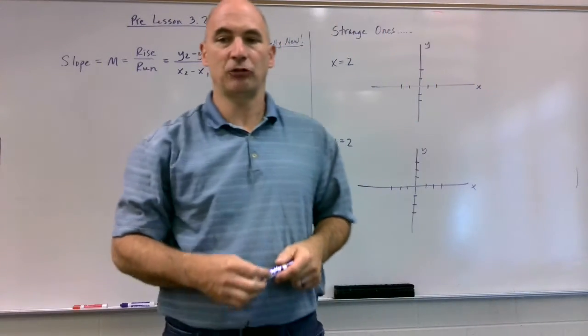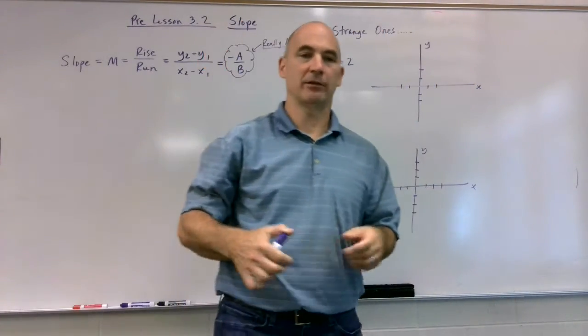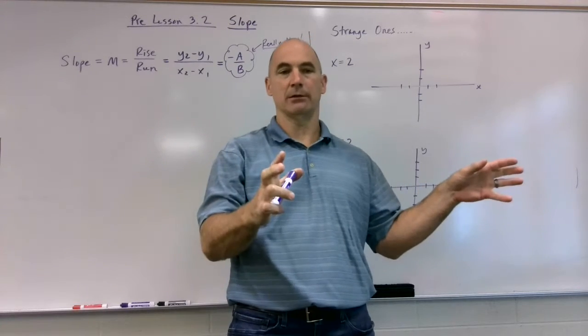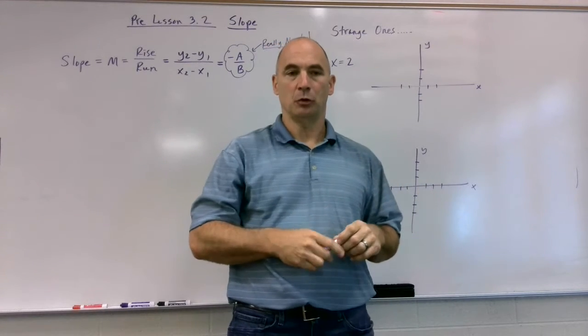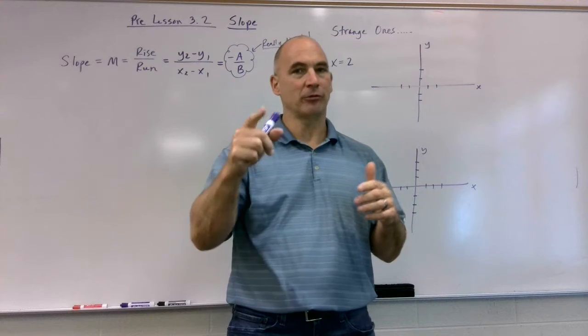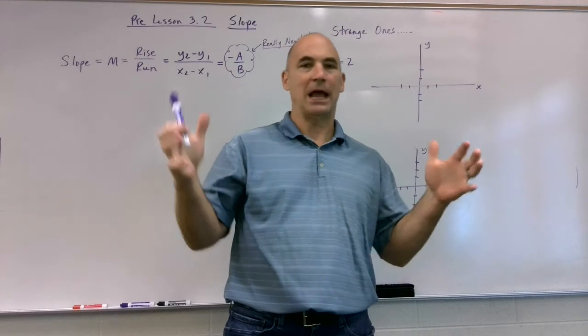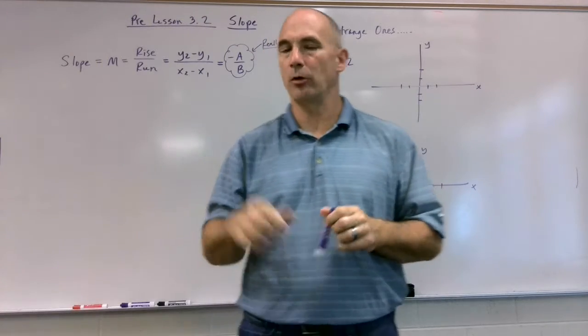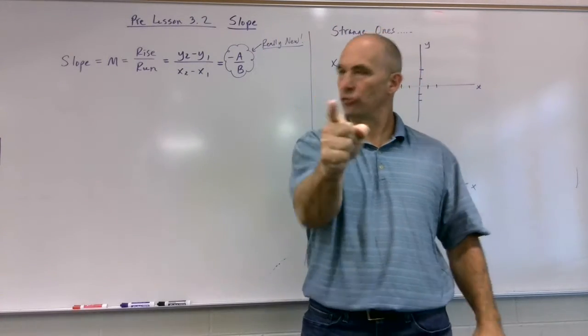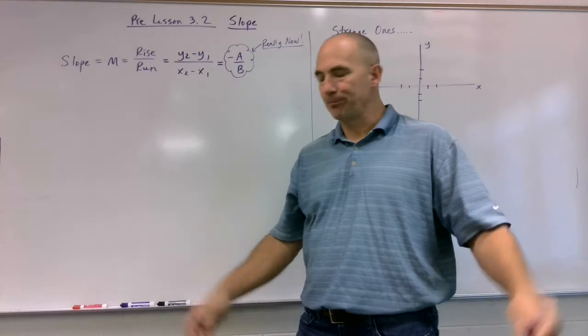Pre-lesson 3-2. The title of it is The Slope of a Line. Now, in 3-1, we talked about rise over run, so you guys should have a little bit of an idea of what it is generally. But we're going to add a little bit to that today, so don't turn this off. Don't you do it. So here we go.